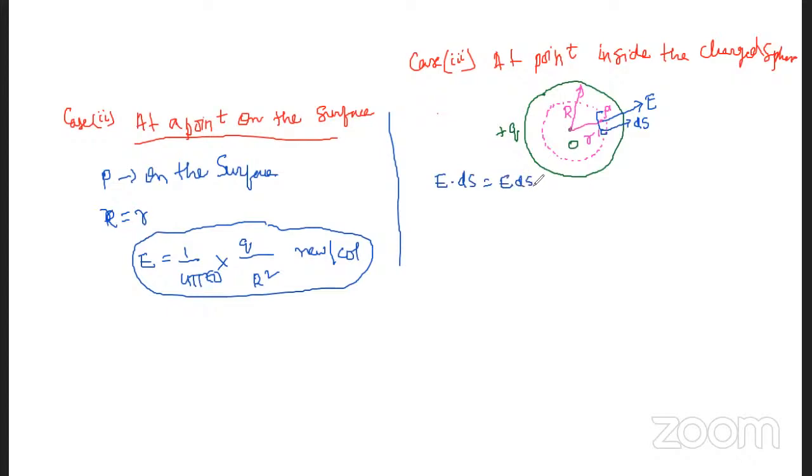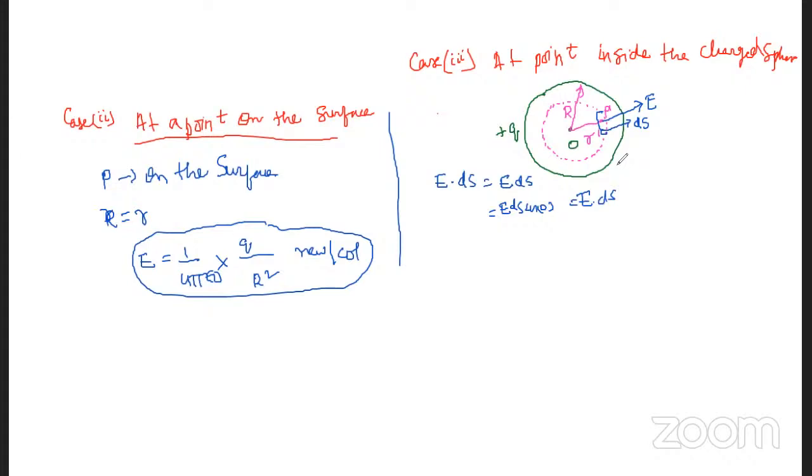Why? Because E dS cos theta, and theta is 0. I'll write here E dS cos 0. Cos 0 is equal to 1. So the angle between E and dS is 0, and therefore it will be equal to E dS.